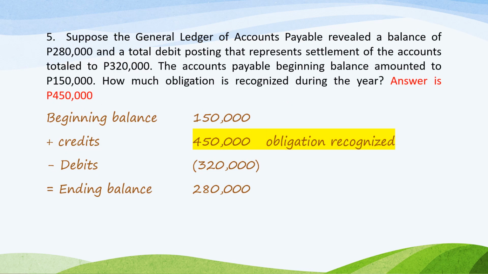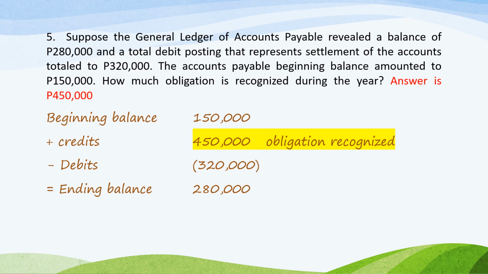Suppose the general ledger of accounts payable revealed a balance of 280,000 and a total debit posting that represents settlement of the accounts totaled to 320,000. The accounts payable beginning balance amounted to 150,000. How much obligation is recognized during the year?